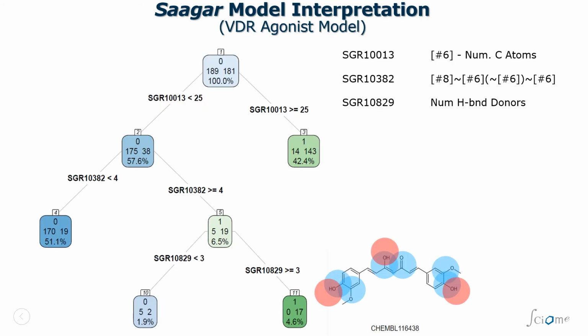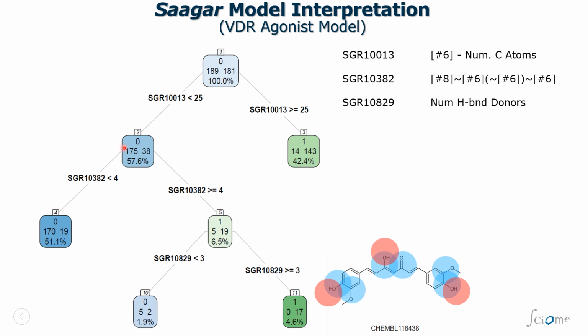While that is gratifying and encouraging, the real added advantage of Saagar models is in providing chemistry-based reasoning for each prediction and aiding in designing molecules. In the interest of time, I'm going to present one example, but you will get an appreciation of how Saagar recursive partitioning models achieve this. Let's look at the model for vitamin D receptor agonist.